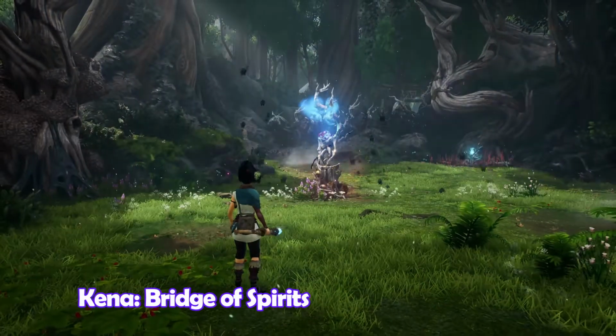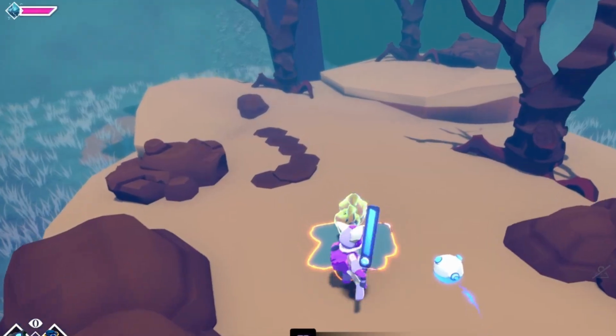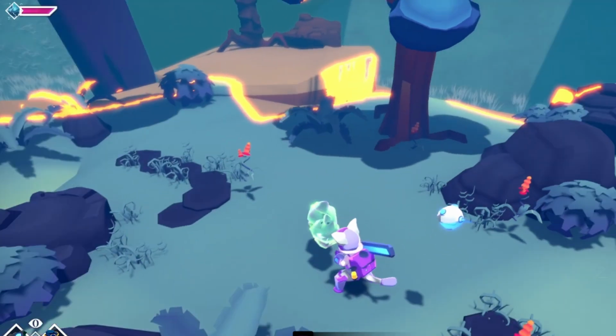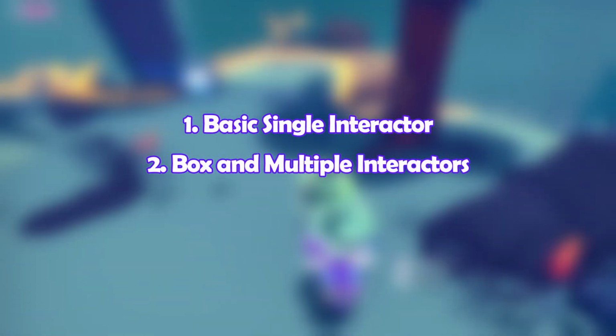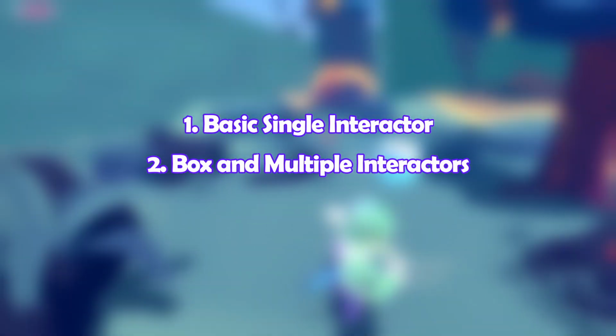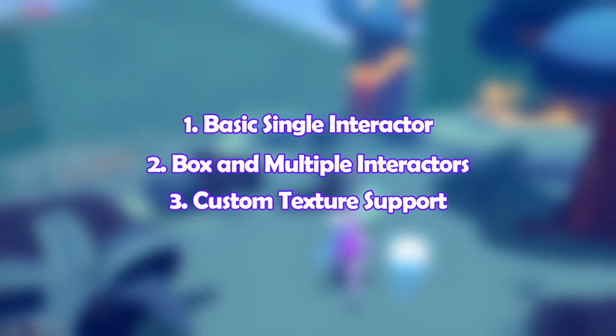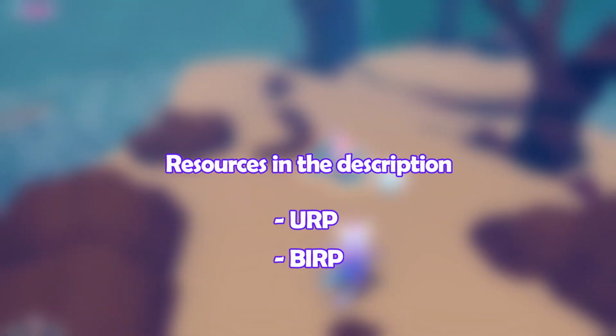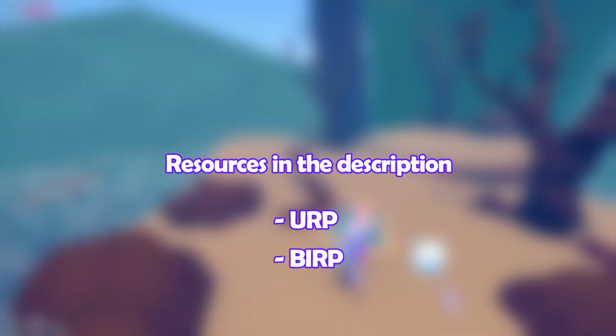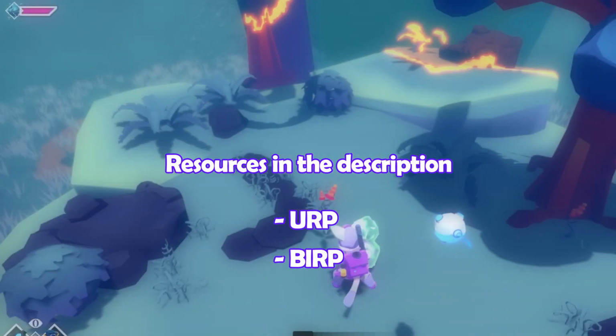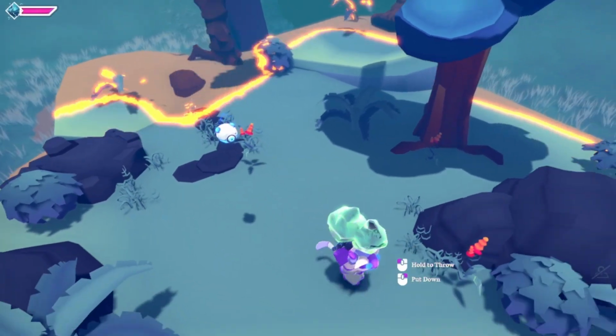No puzzle gameplay today, but I will go over the whole visual setup, starting with a basic single interactor setup with a spherical effect, then moving on to multiple interactors and a box shape, and finally integrating custom textures. All the files you need are in the linked posts in the description, both for URP and built-in, but this video will go over the URP shader graph version.